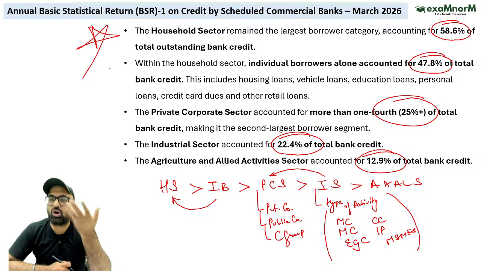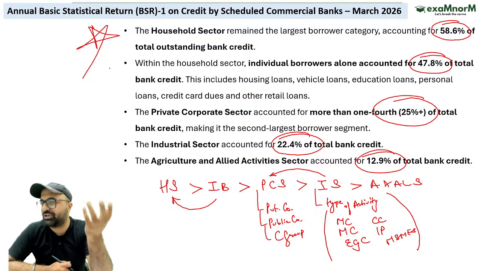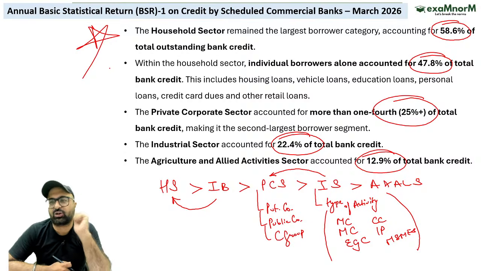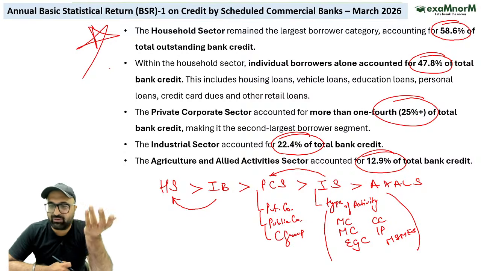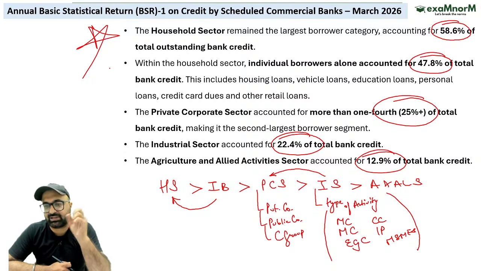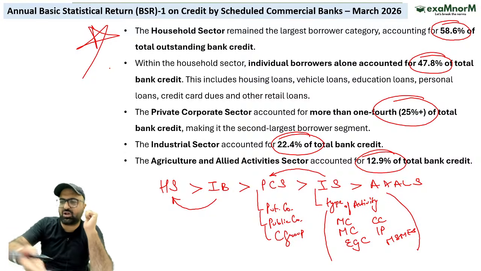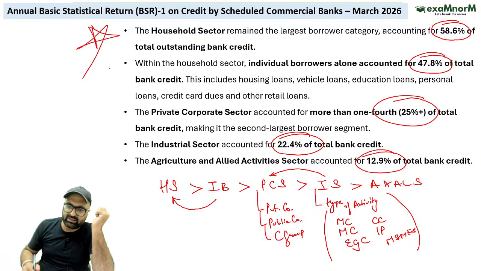तो अगर मान लो 100 करोड़ का टोटल लोन है तो उसमें 58.6 करोड़ का लोन हाउस होल्ड सेक्टर के पास है, इंडिविजुअल्स के पास 47.8 है विच इज द पार्ट ऑफ 58.6% ओनली, प्राइवेट कॉर्पोरेट्स के पास 25% है, इंडस्ट्रियल सेक्टर के पास 22.4%, जिसका कुछ हिस्सा ऑलरेडी कवर्ड है प्राइवेट कॉर्पोरेट सेक्टर में और बाकी बचा एलाइड एक्टिविटीज. इसीलिए जो टोटल है इट इज नॉट इक्वल टू 100 बिकॉज दीज कैटेगरीज दे आर डबल काउंटेड.